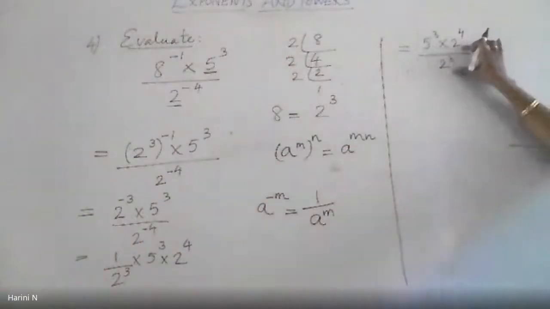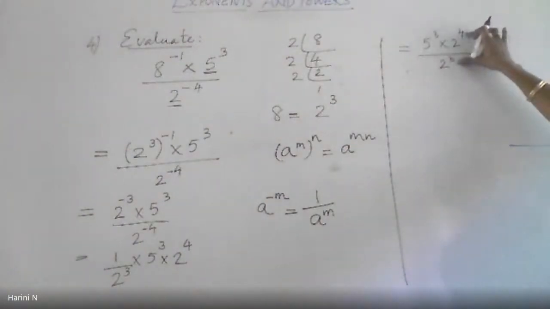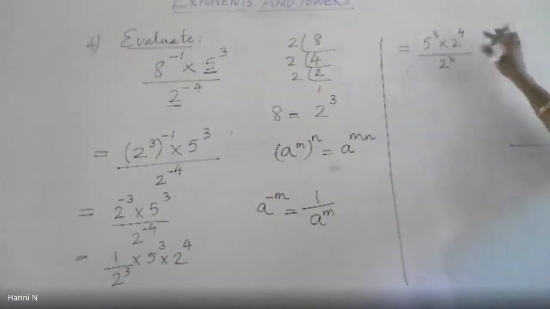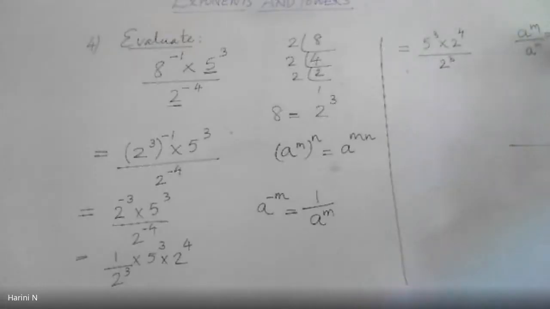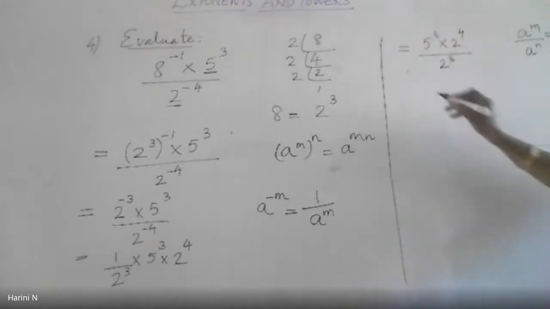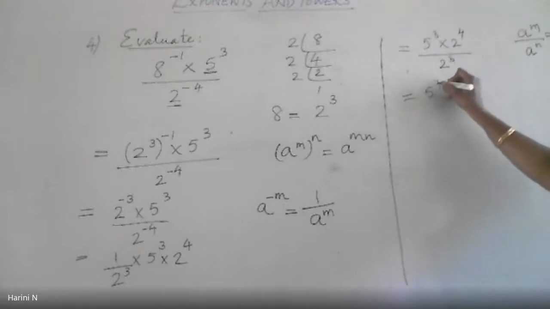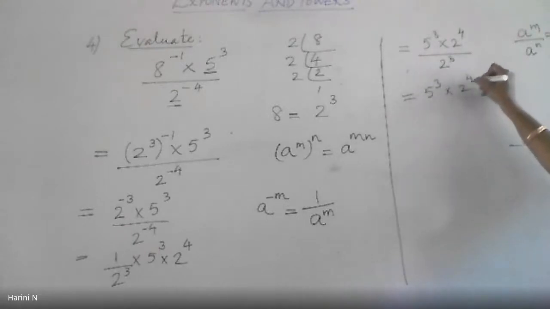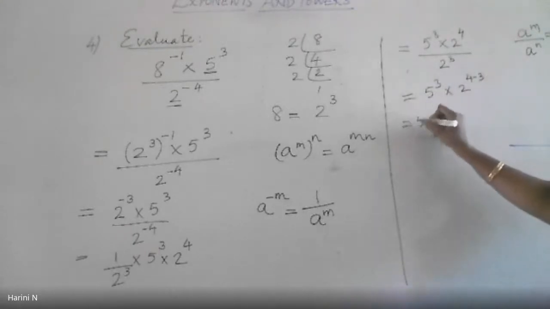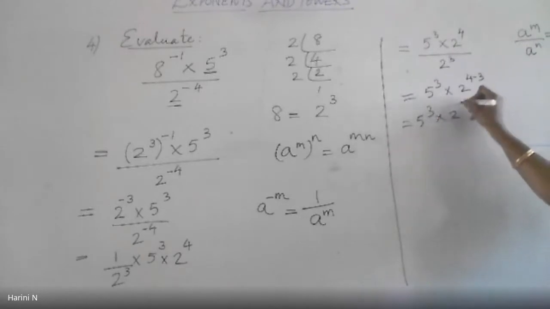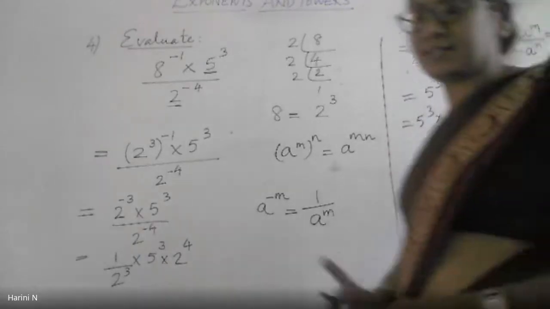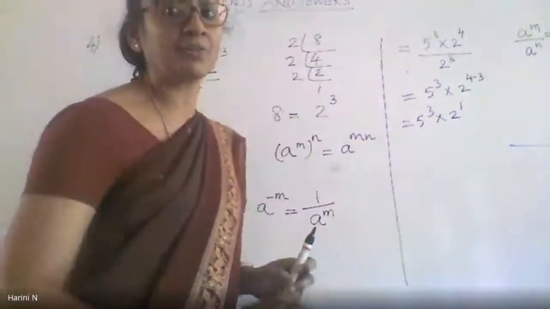See, the base is the same. The powers are different. In division, what do you do? a to the power m divided by a to the power n will be a to the power m minus n. So this m and n you can subtract. So it will become 5 cube into 2 to the power 4 minus 3. So that will become 5 cube into 2 to the power 1. Correct? Did you understand which law I have used there?